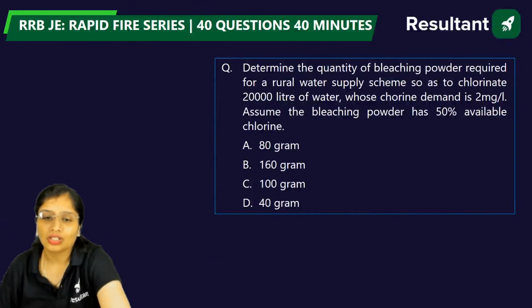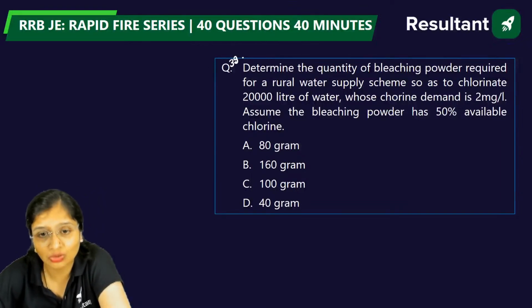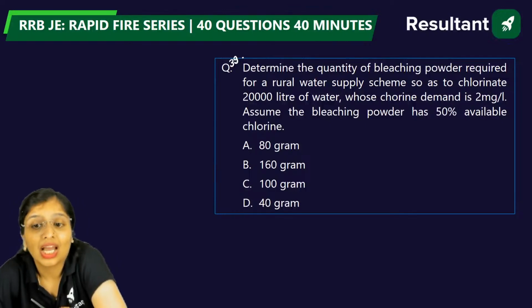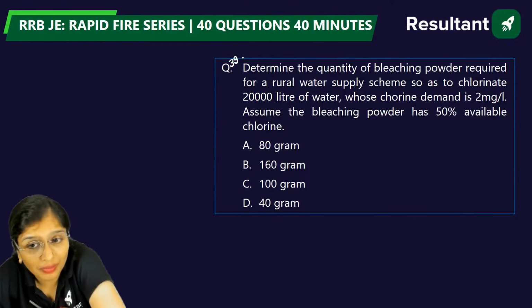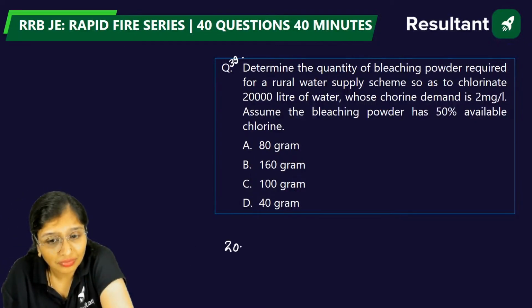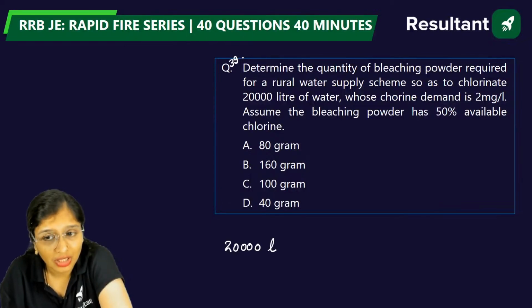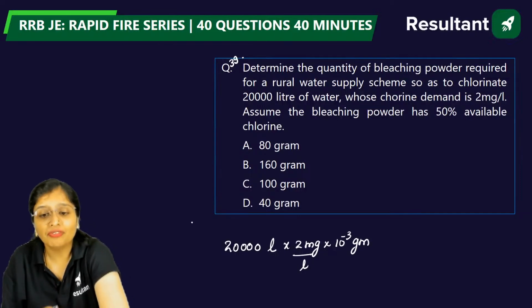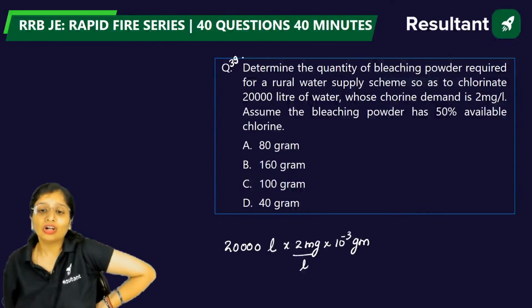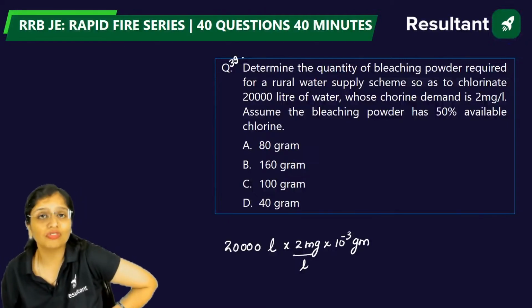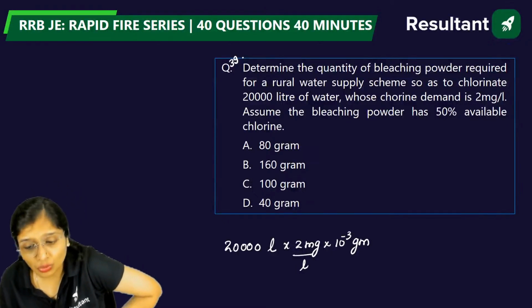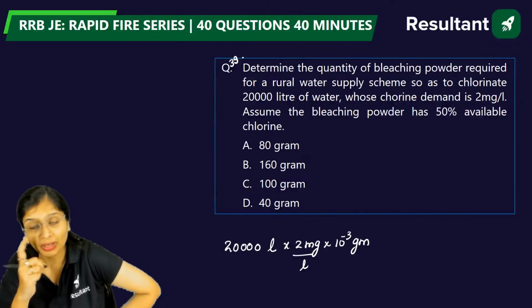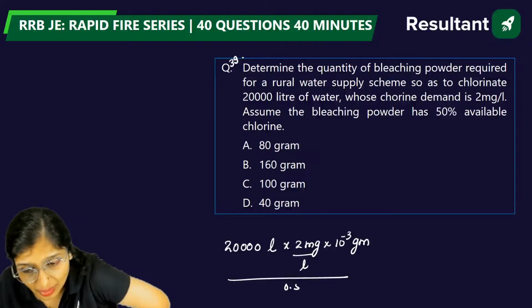Okay. Now, question number 39. This is a patent question asked in many examinations. Determine the quantity of bleaching powder required for a rural water scheme to chlorinate how many liters of water, and chlorine demand is 2 mg per liter. So convert mg into grams, 10 raised to power minus 3 gram. But if you supply this amount of bleaching powder, it will not contain all of that chlorine, because the bleaching powder has only 50% available chlorine. That means you need to supply more bleaching powder. So you will divide by 0.50.